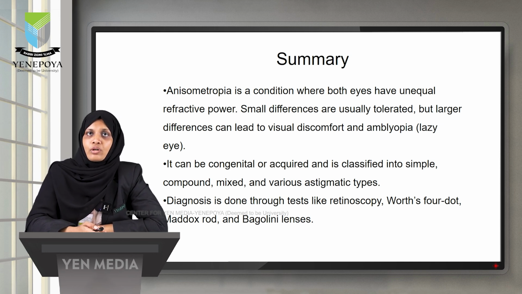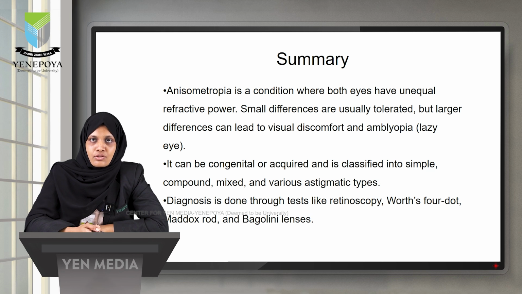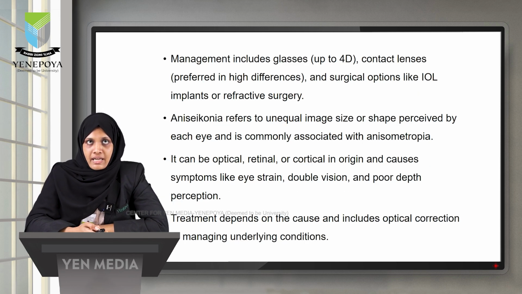Anisometropia is a condition where both eyes have unequal refractive power. Small differences are usually tolerated, but larger differences can lead to visual discomfort and amblyopia. It can be congenital or acquired and is classified into simple, compound, mixed and various astigmatic types. Diagnosis is done through tests like retinoscopy, Worth four dot test, Maddox rod and Bagolini test. Management includes glasses up to 4 diopter, contact lens which is better than spectacles, and surgery options.